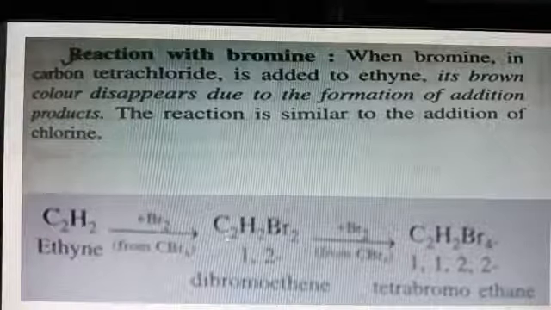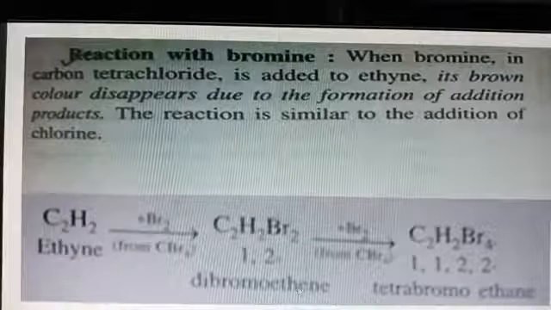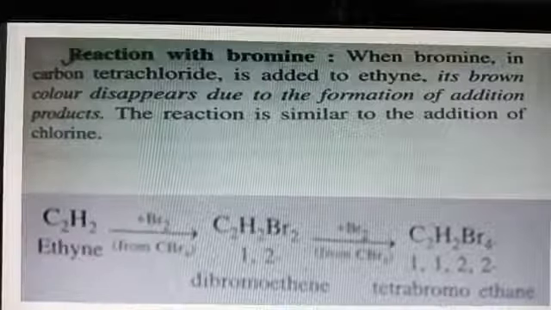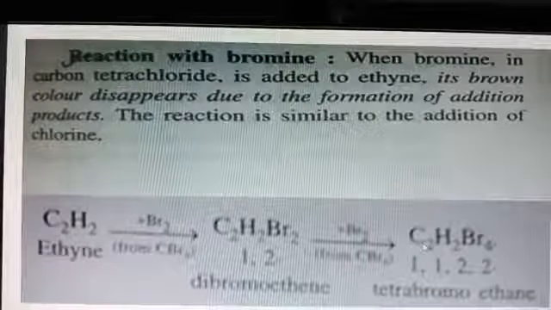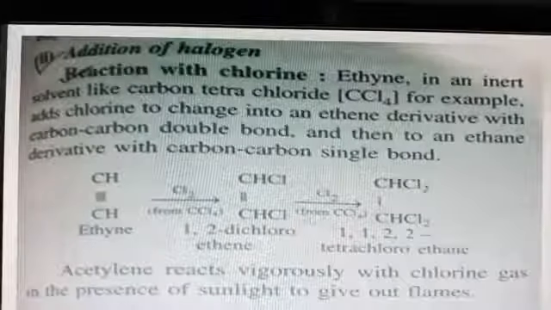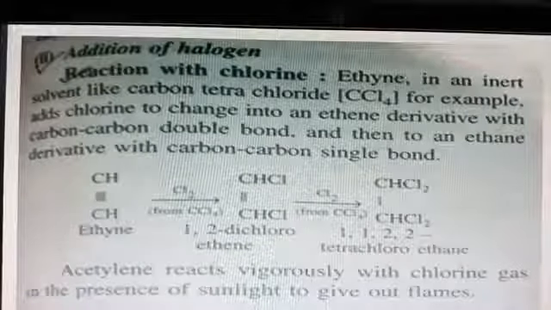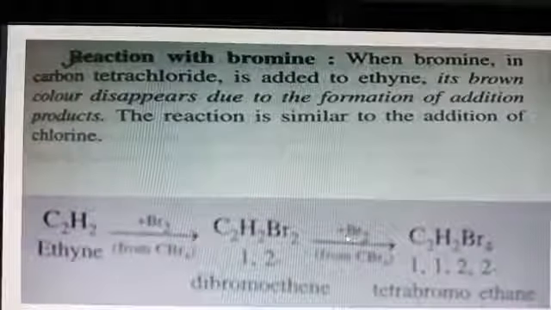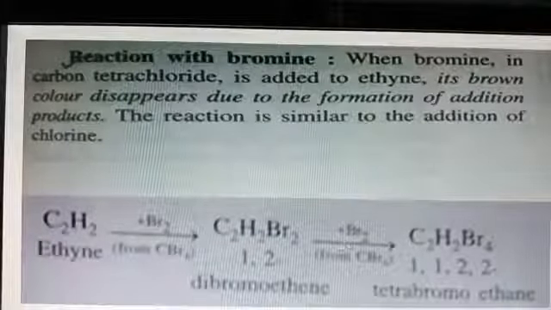So this product is C2H2Br2, which is also called 1,2-dibromoethene. Then this ethene again can undergo an addition reaction, and then we get C2H2Br4. As a result, this will have a single bond, and the name is tetrabromoethane. For this, we can go back like this only. The mechanism is similar to this. This can be done in class in a very nice way.